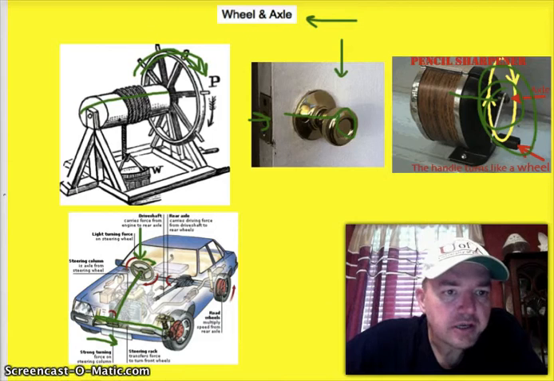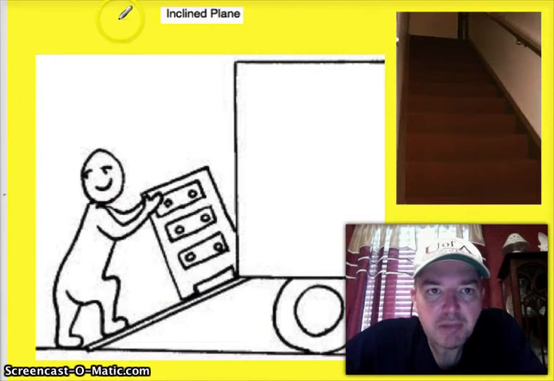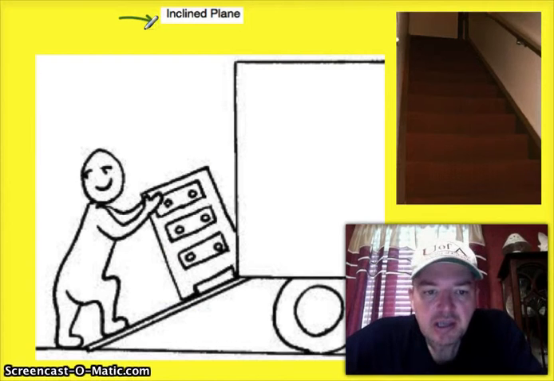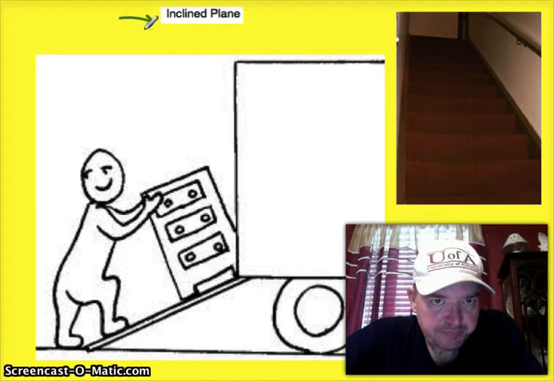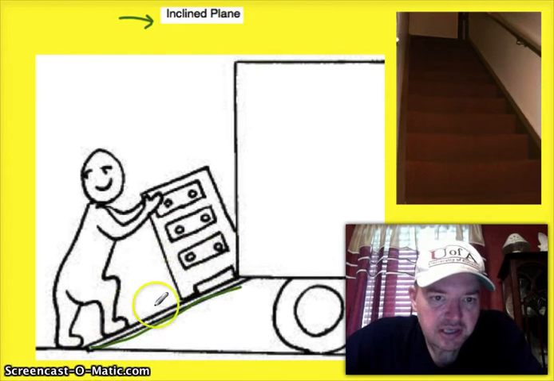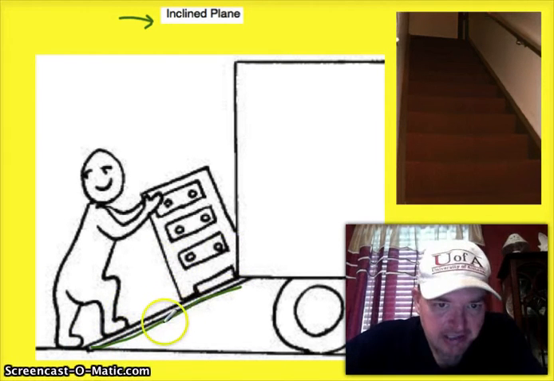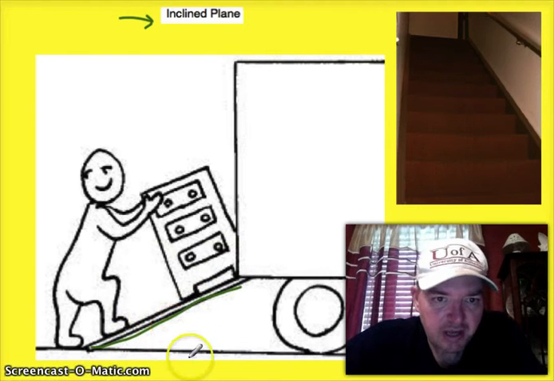Let's see where I am. Let's go down to an inclined plane. Now there are 3 in the inclined plane family, and you can kind of see how this is different from a lever. Sure, the inclined plane kind of looks like a lever, but you're using the position of it, I guess you might say, instead of pushing some kind of force.